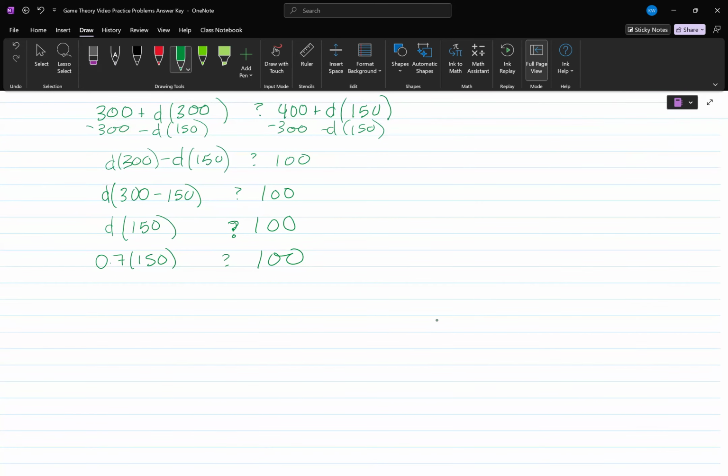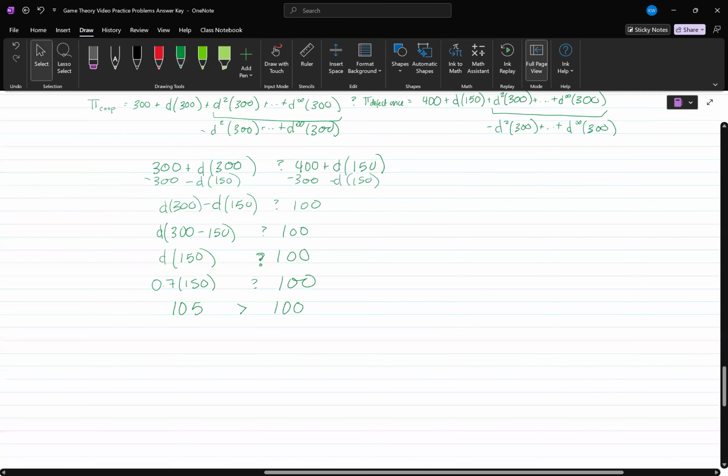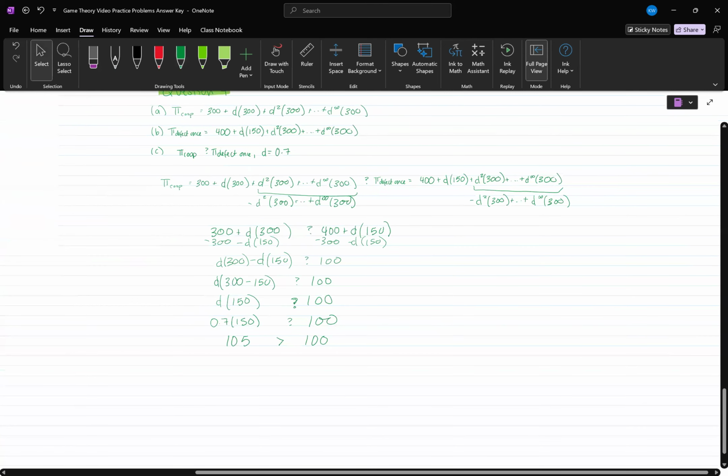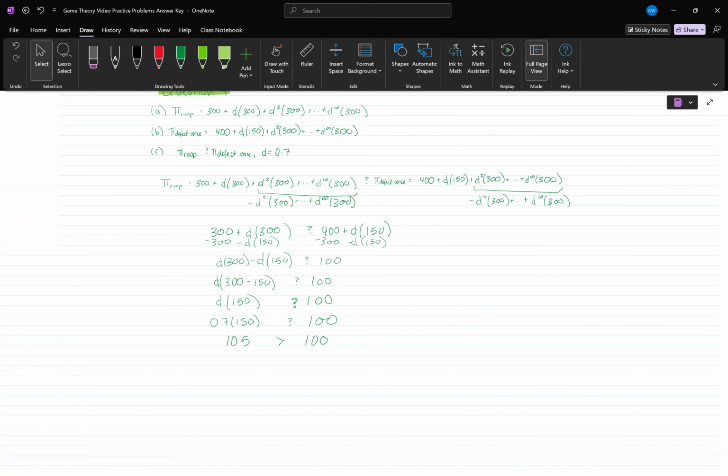So we'll get 0.7 times 150. That's going to give us 105. And that is, of course, greater than 100. Okay. And so it seems that for our purposes here, cooperating is going to have a greater payoff than defecting. Okay. All right.